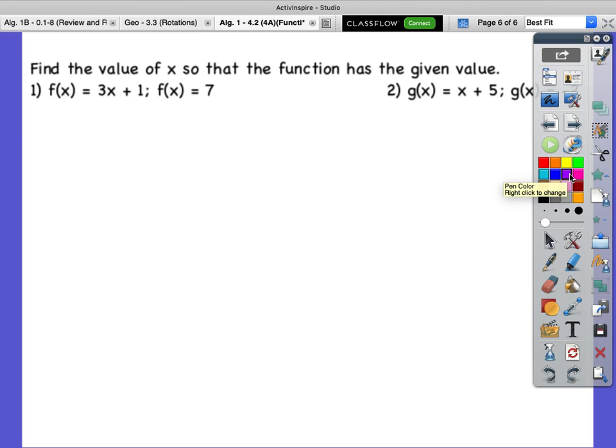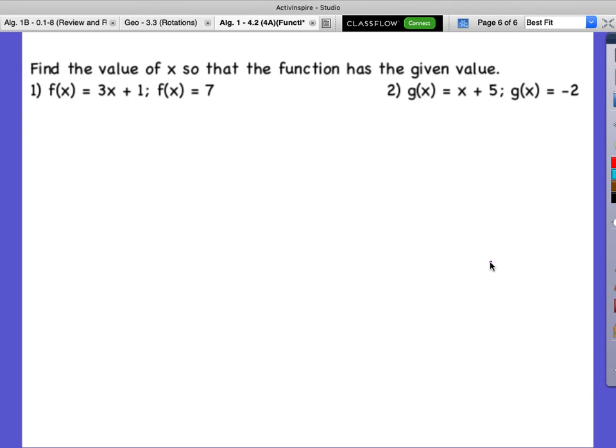So, here what we're doing is we're finding the value of x so that the function has a given value, okay? So we're saying, hey, we have this function, f of x is equal to 3x plus 1. We're saying, hey, when f of x equals 7, what is x? So what are we going to do? We're going to take this f of x and we're gonna replace the whole thing with 7. We're not just replacing the x with 7, we're saying this whole thing is equal to 7, okay?